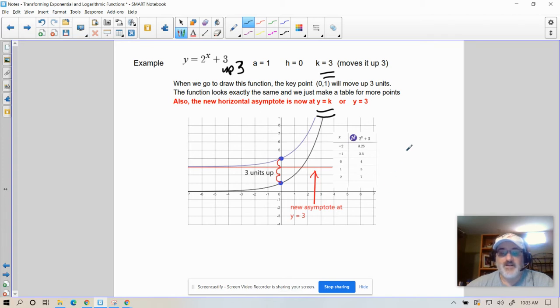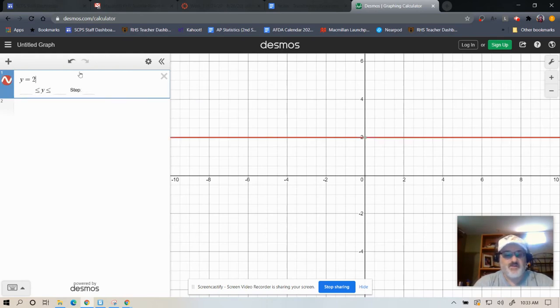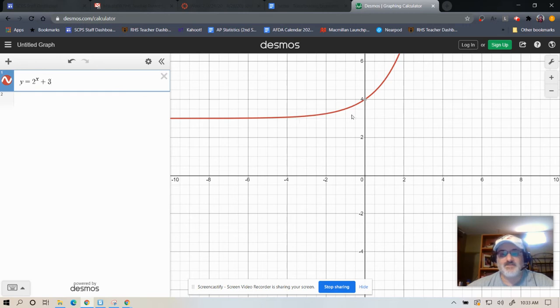Okay. Now, how did I get this table? Well, you can plug and chug by hand, but I'm going to show you that you can actually get it on Desmos too. If I type in the new function, y equals 2 to the x plus 3, it gives me that new function right there.